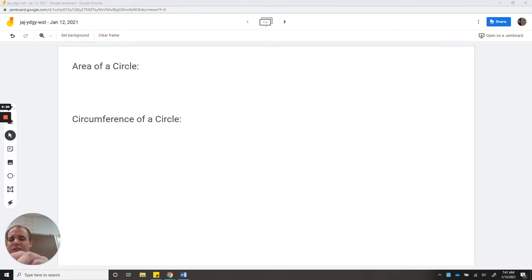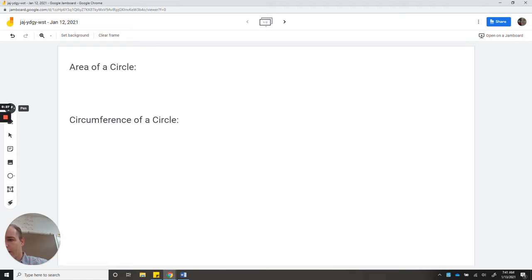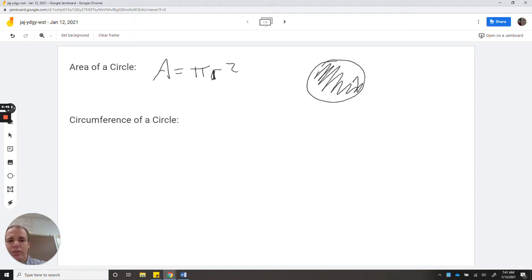So, what you can see here is area of a circle. If you don't know the formula, get over here to my pen. Area of a circle, area is equal to pi r squared. Okay, pi r squared. That's the area of the circle, the amount inside the circle, number of squares of something inside the circle.